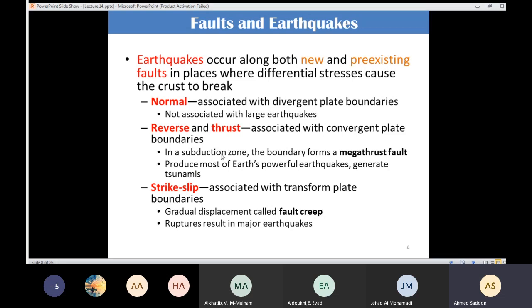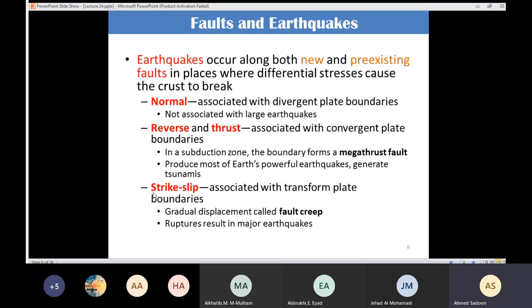And in the subduction zone, the boundary forms what is called a megathrust fault. This one produces most of the Earth's powerful earthquakes, and it could also generate tsunamis. So the megathrust fault is a very dangerous type of fault. It is going to produce powerful earthquakes.